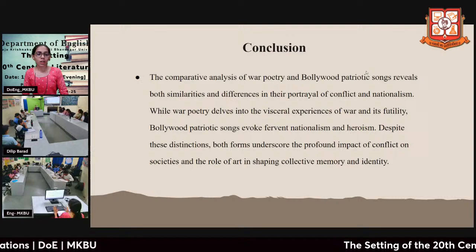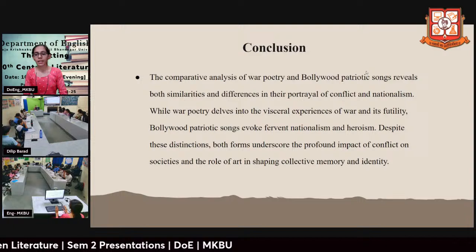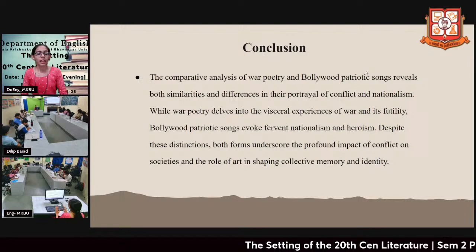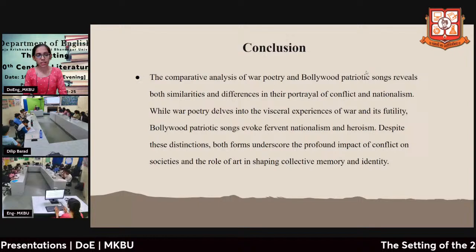Conclusion: the comparative analysis of war poetry and Bollywood patriotic song reveals both similarities and differences. Song and poem both see conflict in terms of nationalism. War poetry shows the experience of war and its futility, while Bollywood patriotic song evokes nationalism and heroism. Despite this distinction, both forms underscore the profound impact of conflict on societies and their role in shaping collective memories and identity.